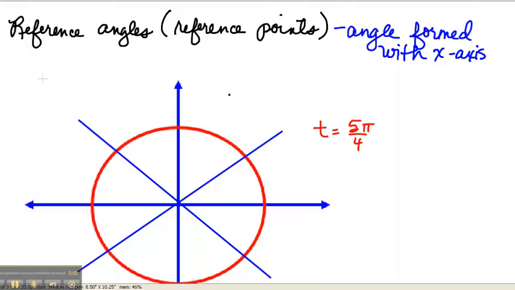Let's take a look at reference angles or reference points. Recall that reference angles are used to determine the terminal point that T makes with the unit circle.